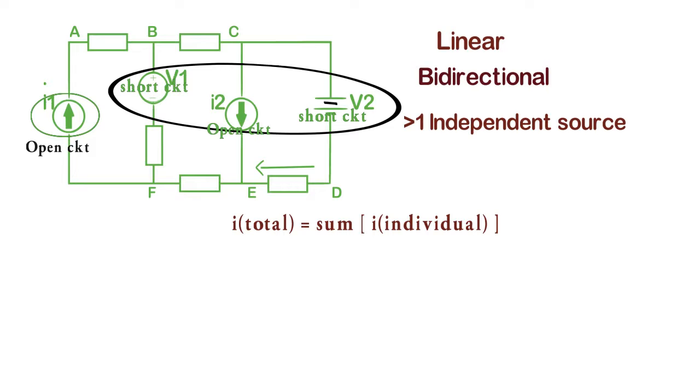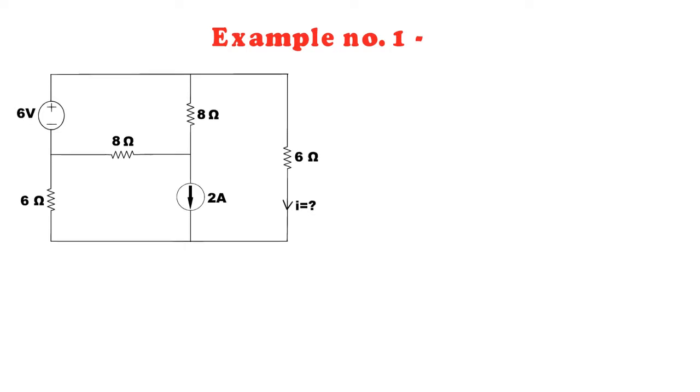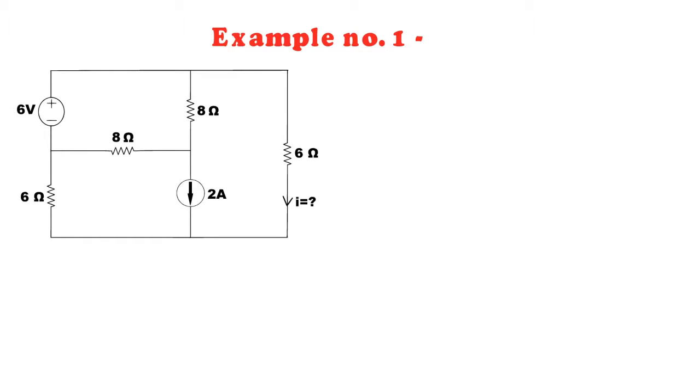Now let us understand this theorem by an example. In this example, there is one ideal voltage source of 6 volt, one ideal current source of 2 ampere, and 4 resistances. Now we have to calculate the value of current I through the 6 ohm resistor.